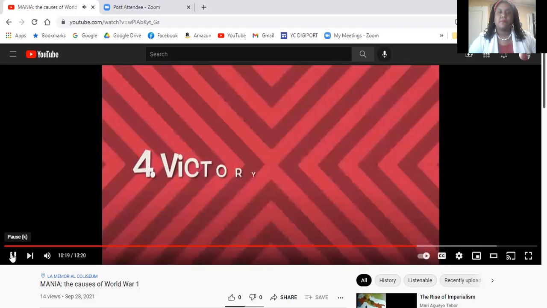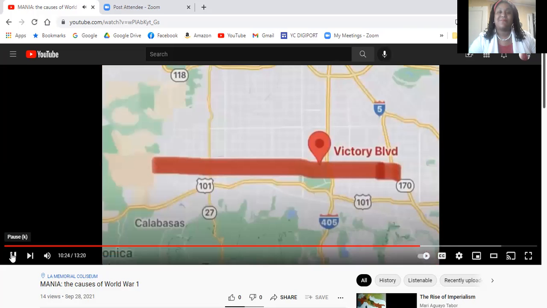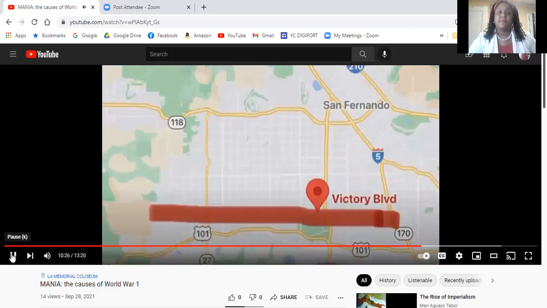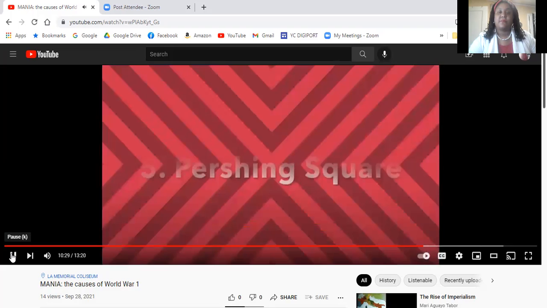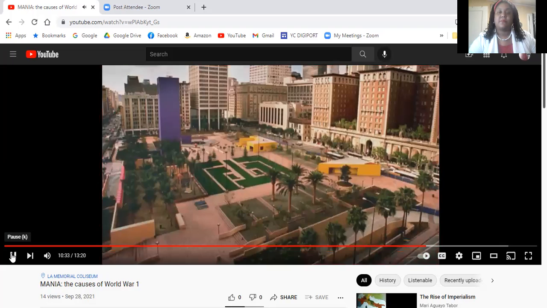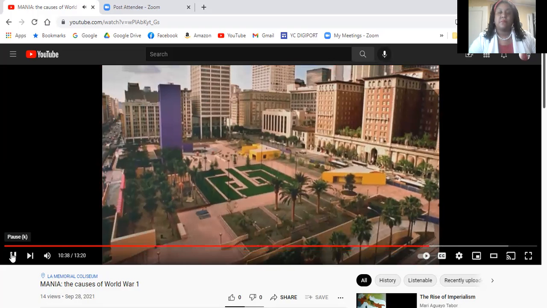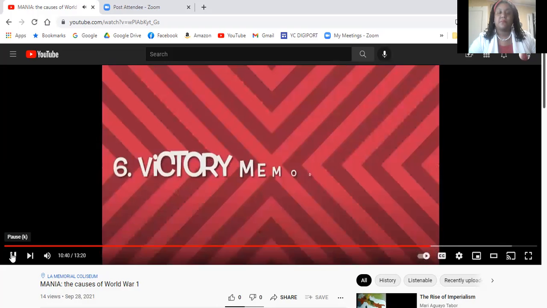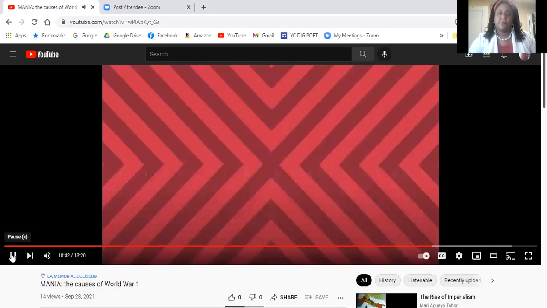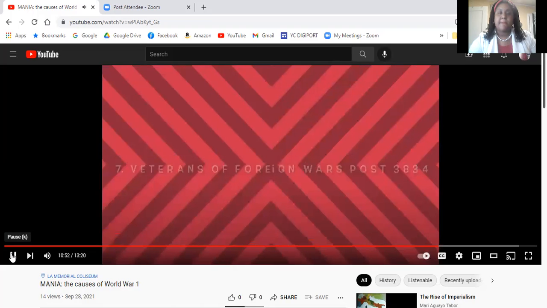The fourth one is the entire Victory Boulevard. It's a 25-mile street in the valley where the soldiers of World War I are honored. The fifth one being Pershing Square. Pershing Square was named for General Pershing, and it's in downtown Los Angeles. The sixth one is the Victory Memorial Grove, which is right across from Dodger Stadium. The American Daughters of World War I gave it to the veterans.